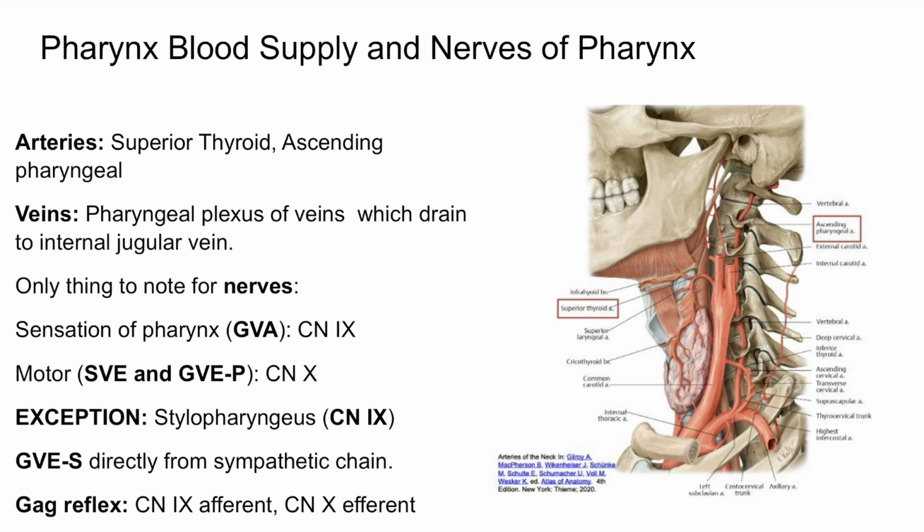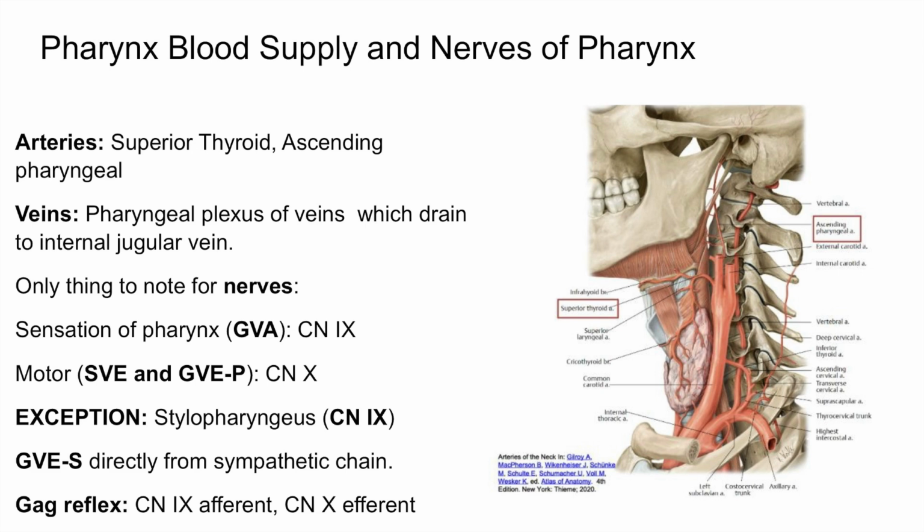So there is one key exception that is almost always tested. The stylopharyngeus muscle, remember, is innervated by cranial nerve 9 and not 10. And this is going to, again, reflect that embryological origin difference. Sympathetic innervation, GVE-S, reaches the pharynx from the sympathetic chain, and it's going to be contributing to vascular tone and other autonomic functions rather than direct motor control of swallowing.